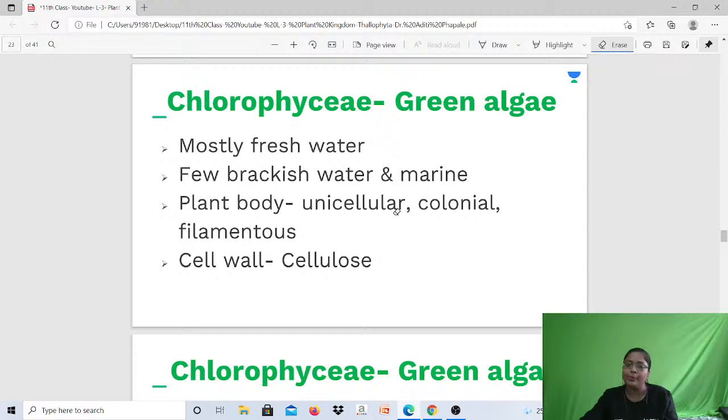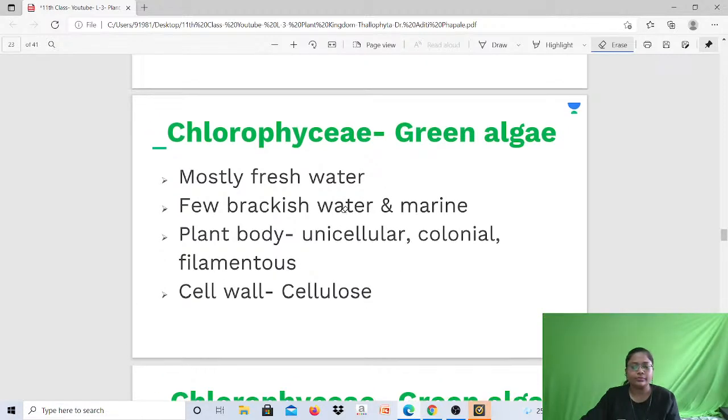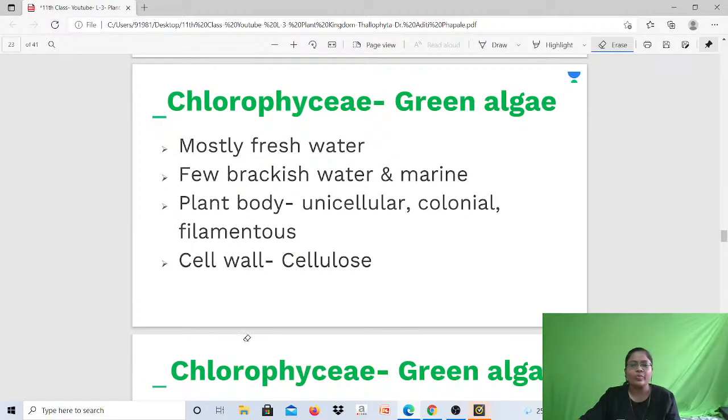चलो अभी एक एक करके पढ़ते हैं. क्लोरोफाइसी, Chlorophyce or green algae. See, they are mostly fresh water. Hai na? They are mostly fresh water. Matlab, zyada karke jo green algae hai, you will find them in fresh water.